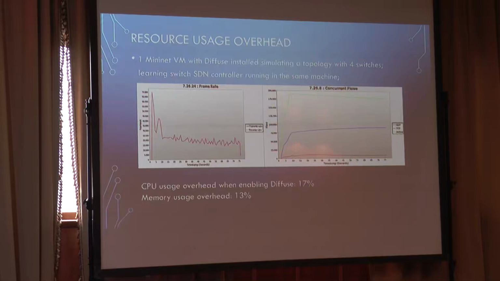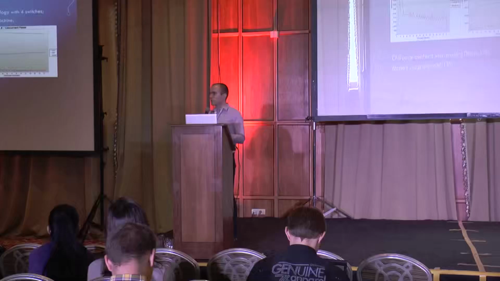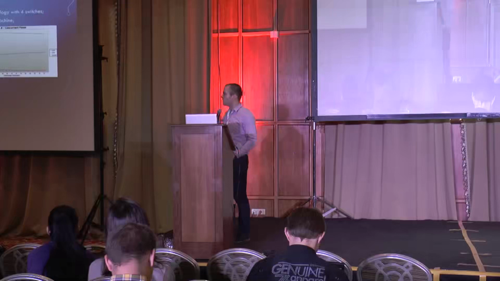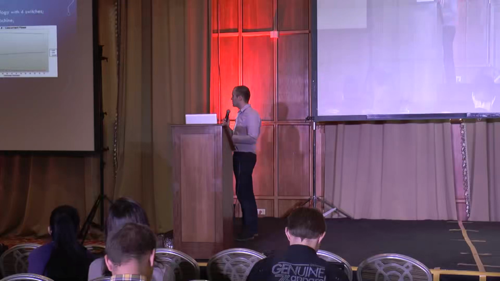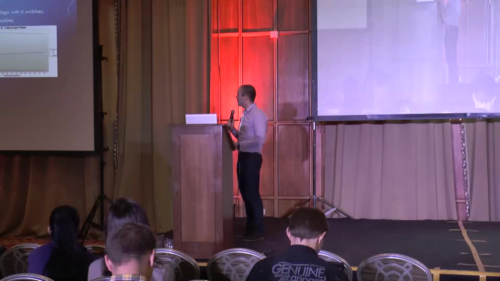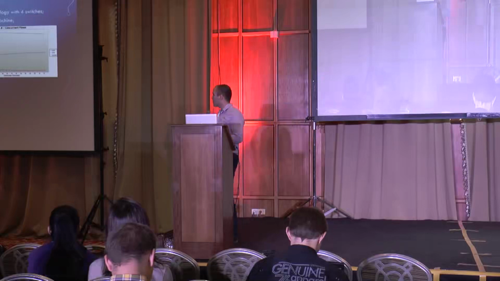The CPU usage overhead with DIFUSE is around 17% because for each traffic flow, it computes the statistics and tries to match them against the supervised model. And the memory usage overhead was 13% because the memory usage comes from the state information it associates with each traffic flow when it tries to match it and compute statistics on it.